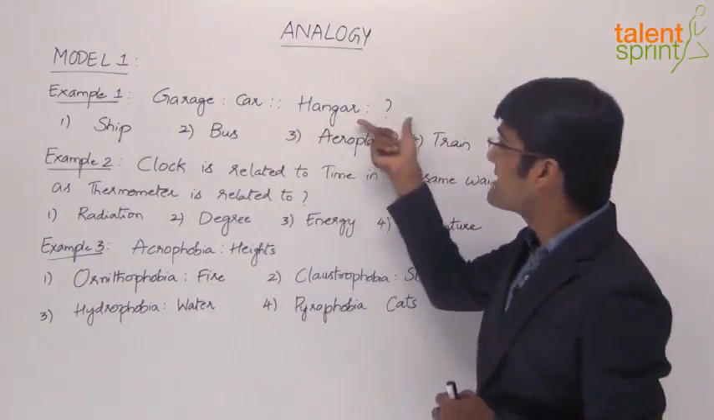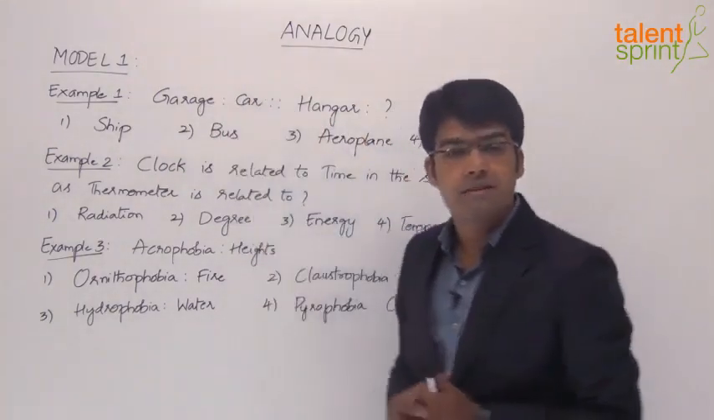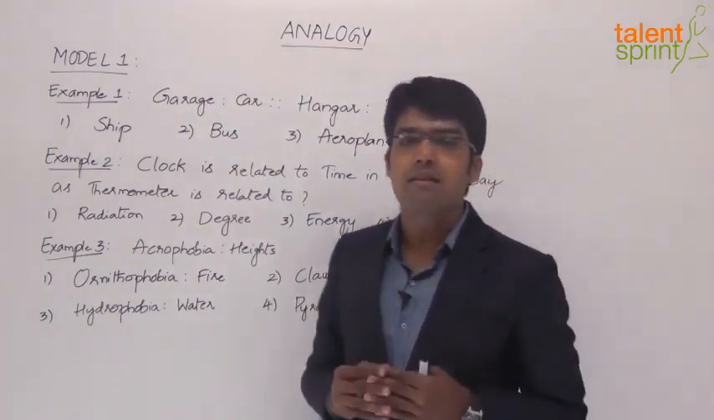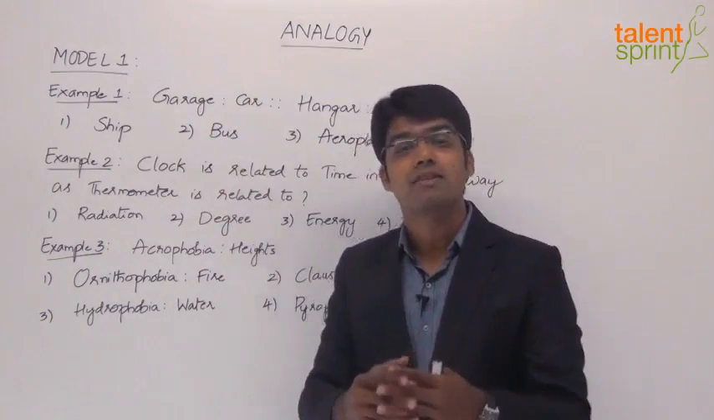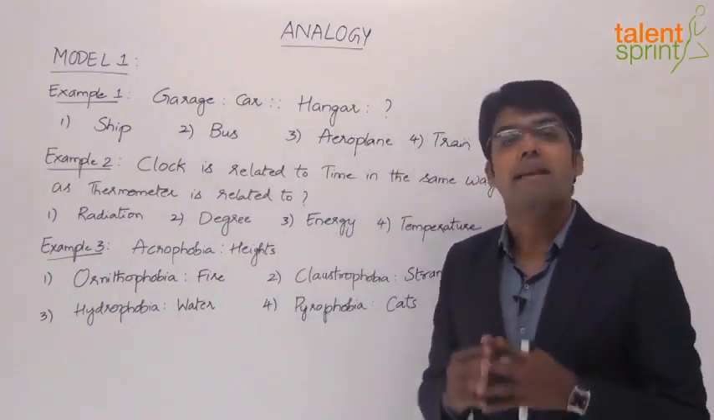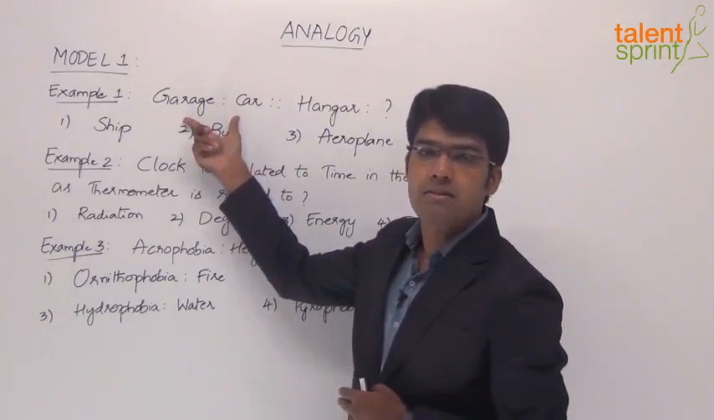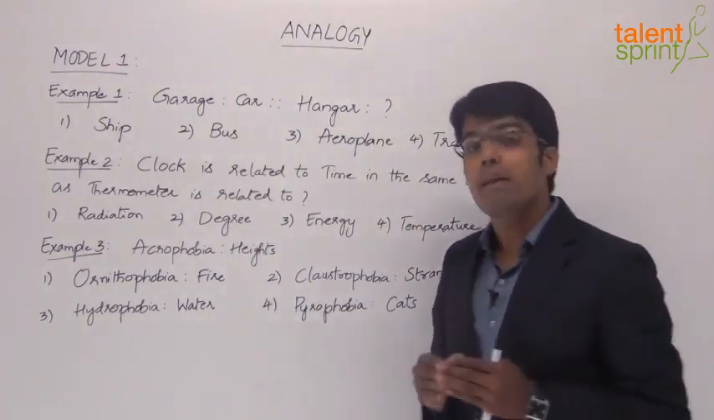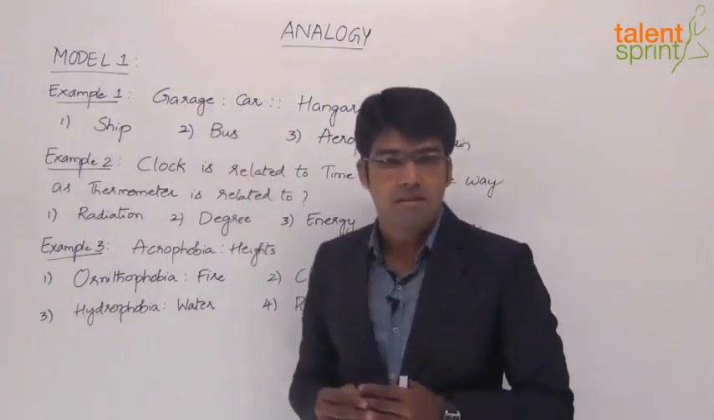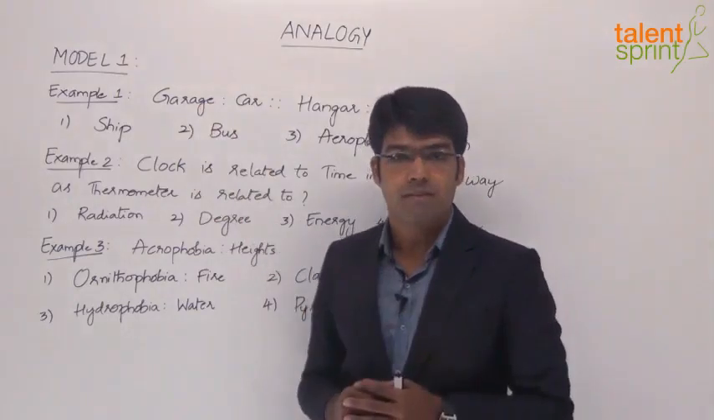We need to complete the second pair in such a way that the second pair is analogous to the first pair. As I have mentioned earlier, the given pair of words always has some logical relationship between them. So we need to identify the relationship that exists between these two words so that we can complete the second pair accordingly. And the best way to identify the relationship in these two words is to make a sentence with the help of the two words.